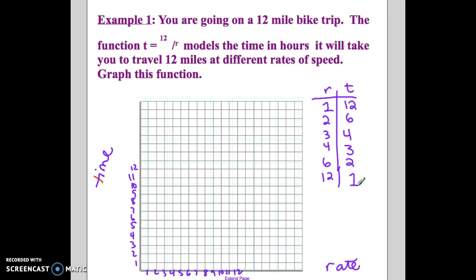So then I'm going to go ahead and plot these points. 1, 12; 2, 6; 3, 4; 4, 3; 6, 2; 12, 1. And this actually should remind you of a graph we've done before because this is an inverse variation, and we're going to plot the points with a smooth curve. Notice it's going to keep going, but it's never going to hit that y-axis or that x-axis for that matter.